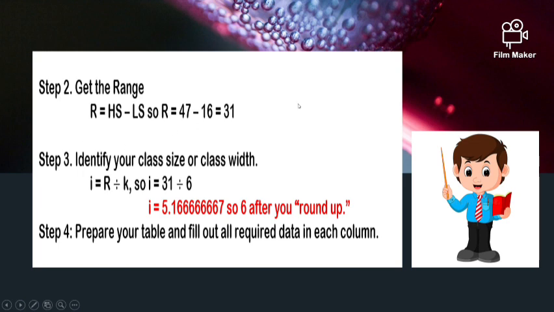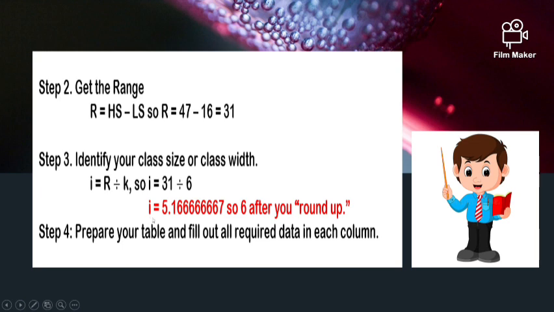Now you proceed to step 3. After getting your class interval and the range, you are ready to identify your class size or class width, correct? Class width or class size. What is that? That's I. I is equal to R divided by K. So you divide your range by the number of class intervals. Your class intervals there is 6, right? Consistent with Sturges' rule. So you're going to divide 31 by 6, which is your range divided by class intervals. Then you will have your I.